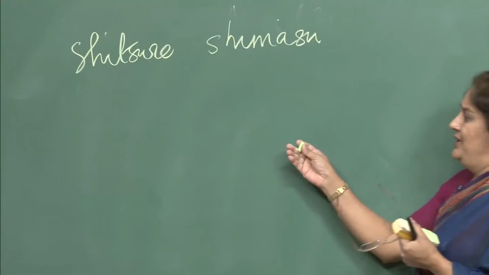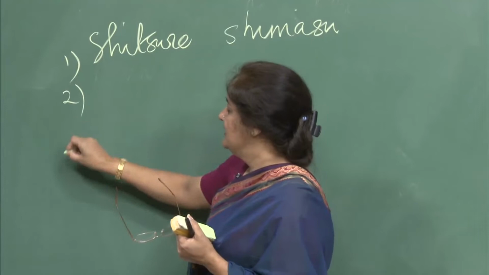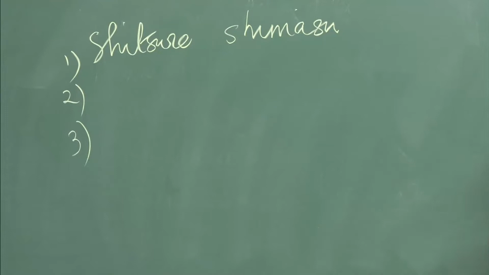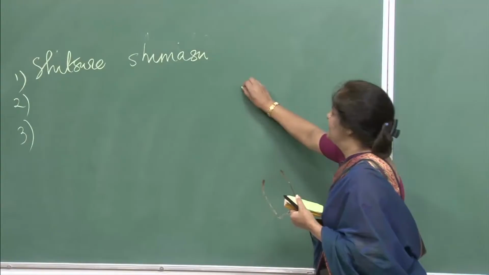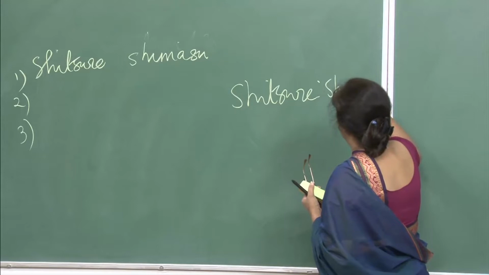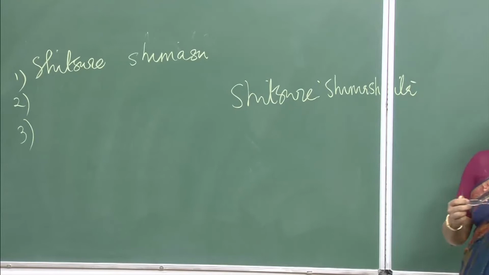Another place where you generally would use shitsure shimasu is when you enter a Japanese house. Generally when you enter someone's house, you apologize before entering and you say shitsure shimasu, I am sorry, I am intruding like this, I am taking your time. And when you leave, then you would say shitsure shimashita. Shitsure shimashita. That I have taken your time, please forgive me, I am sorry.